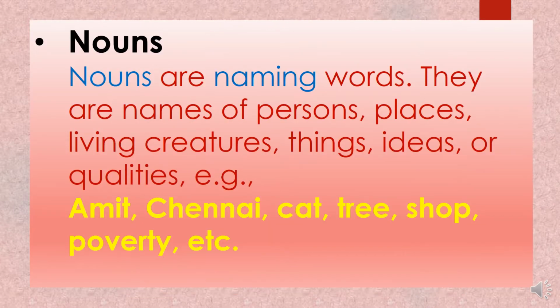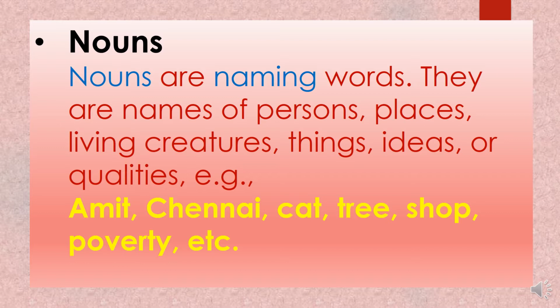So let's see what nouns are. I think most of you are aware of nouns. Nouns are the first step of learning English grammar, besides the articles. Nouns are the naming words. They are names of persons, places, living creatures, things, ideas or qualities. Whenever you are naming something, these naming words are known as nouns.